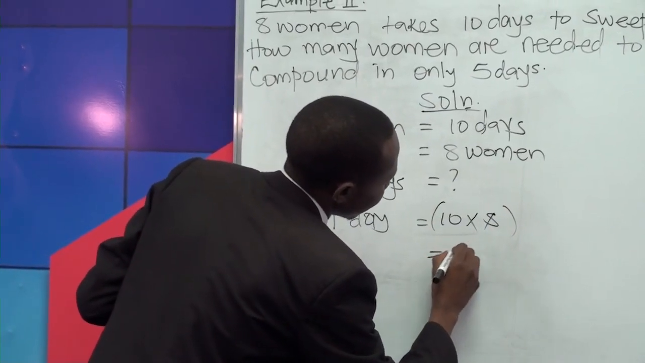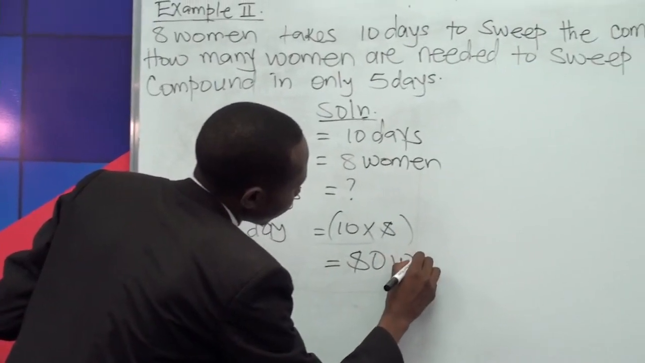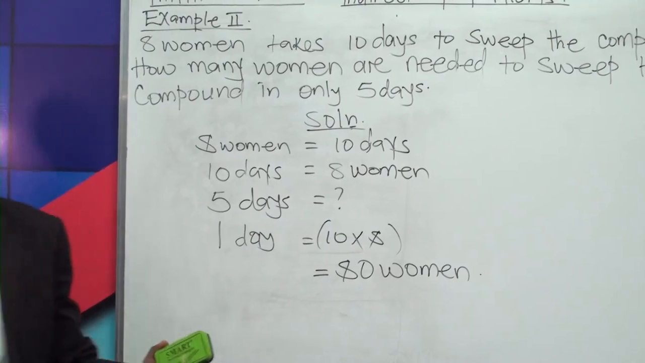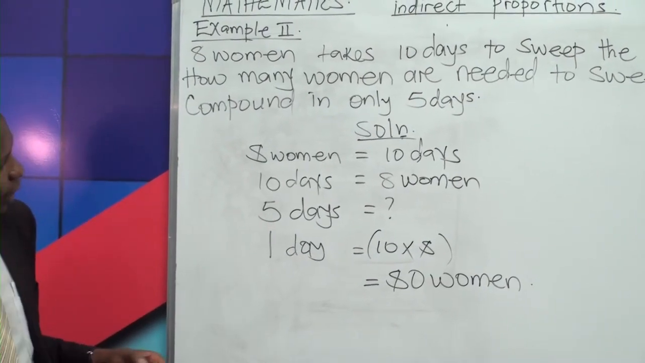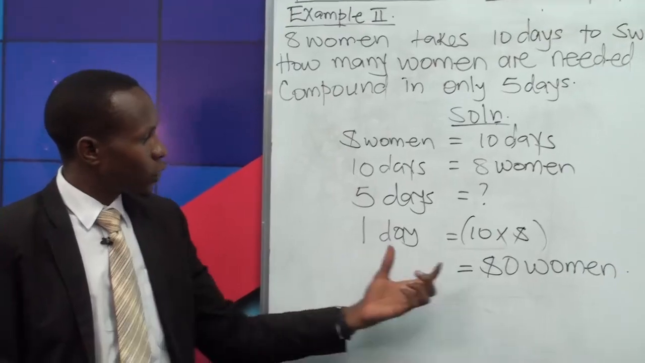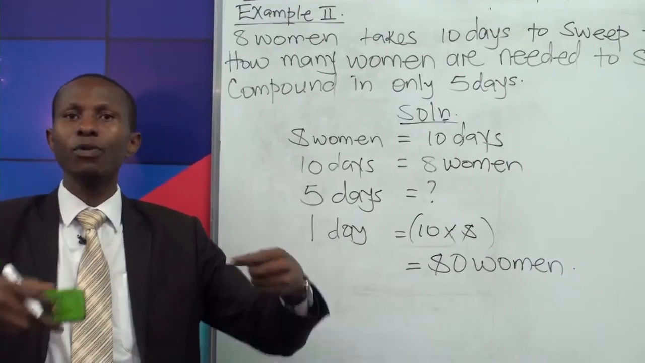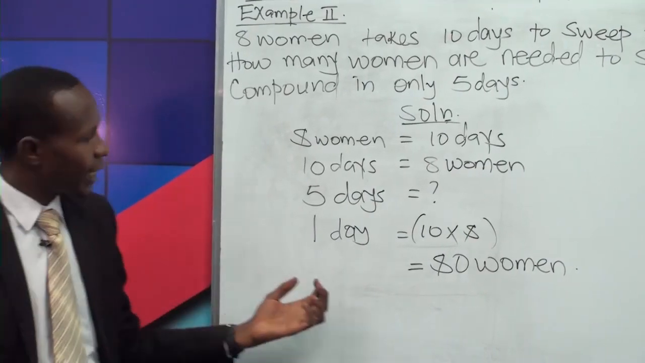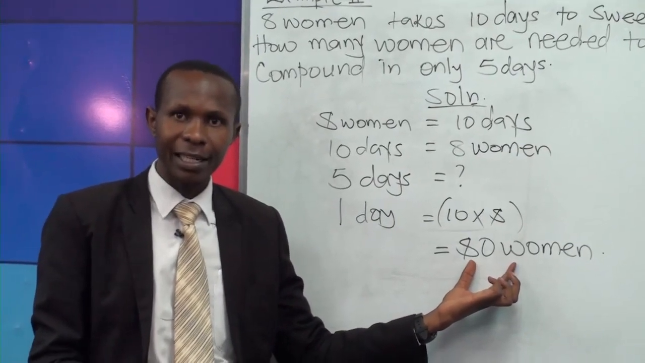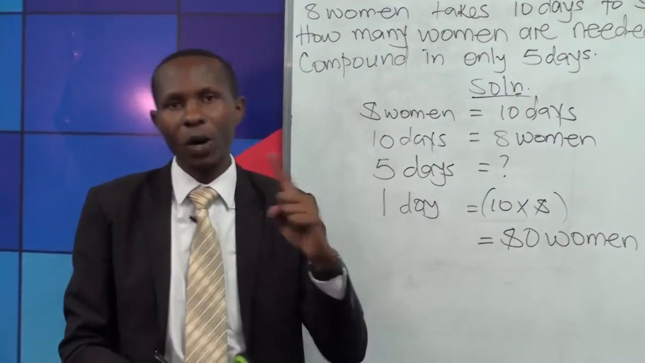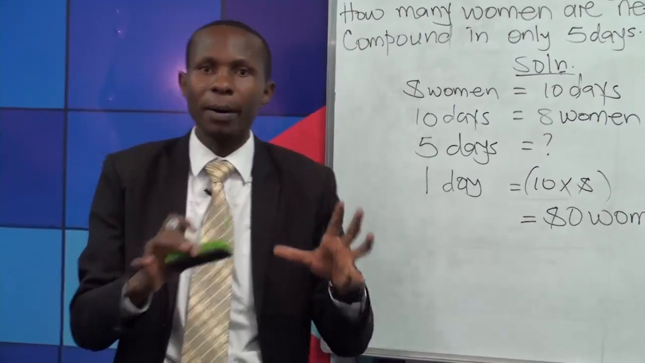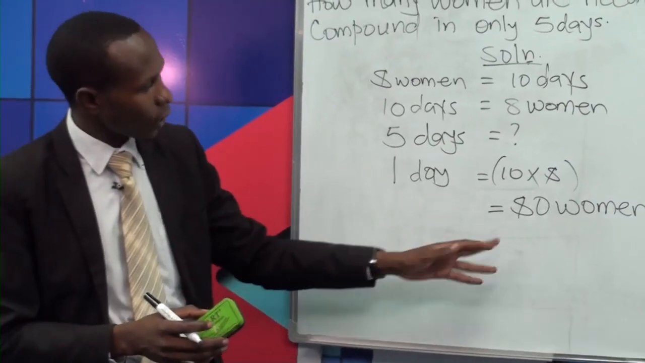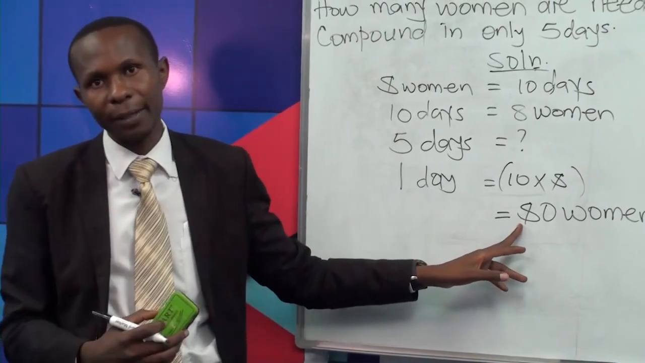And this gives us 80 women. Where are these 80 women coming from? What are we trying to mean? We are saying, in case you want to have your work done, if you want your compound to be swept in only 1 day, you need 80 women. That is 1 day. Now you want your compound to be swept completely from morning up to evening, everything is done. You will require 80 women.